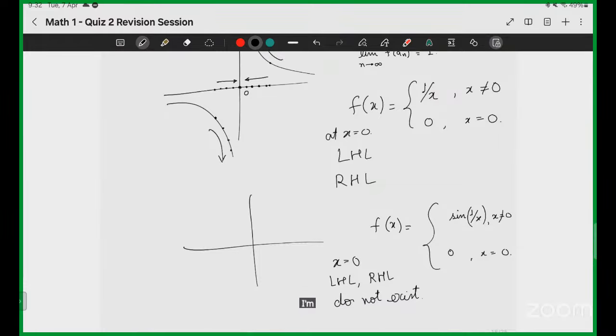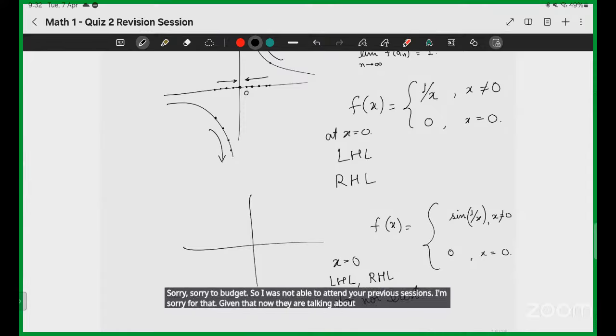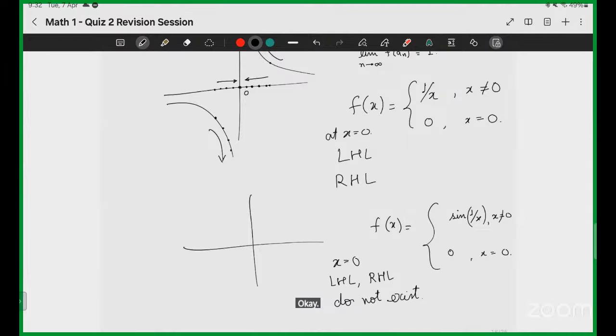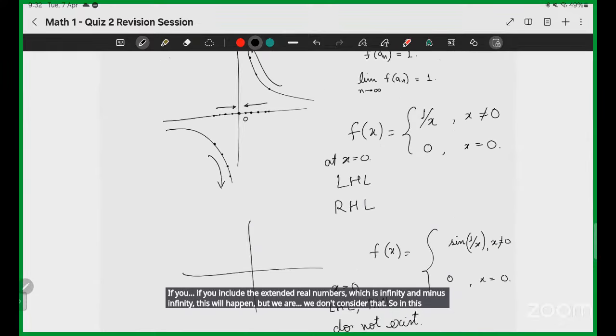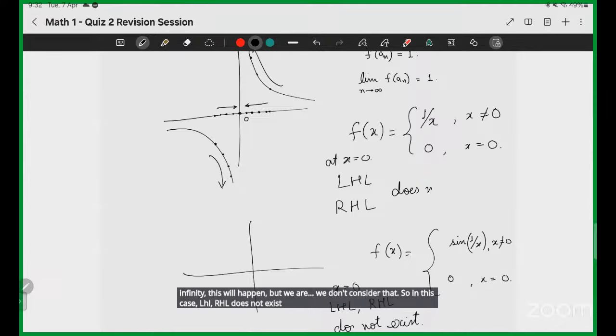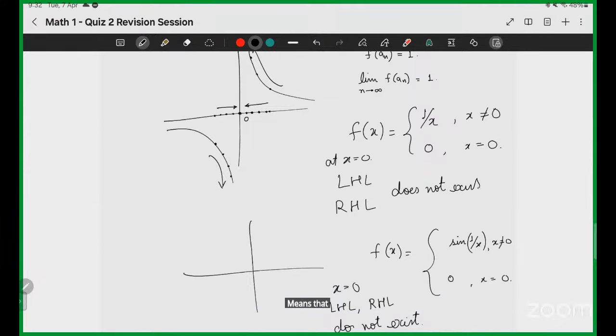Sorry to barge in. I was not able to attend your previous sessions, I'm sorry for that. Given that you are talking about the LHL and RHL where it goes to infinity or minus infinity, so where it doesn't exist, is there a point where they will converge? If you include the extended real numbers, which is infinity and minus infinity, this will happen, but we don't consider that. So in this case, LHL RHL does not exist means that the corresponding function sequences diverge. They do not converge.